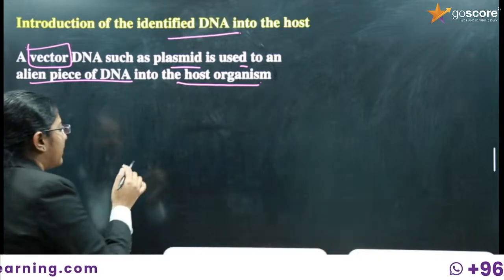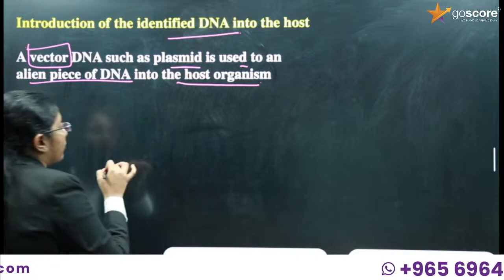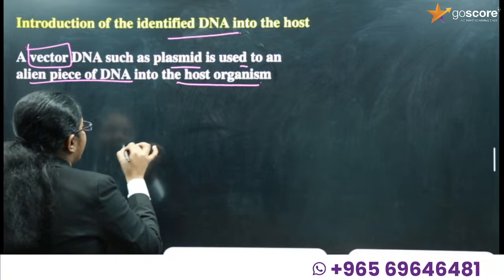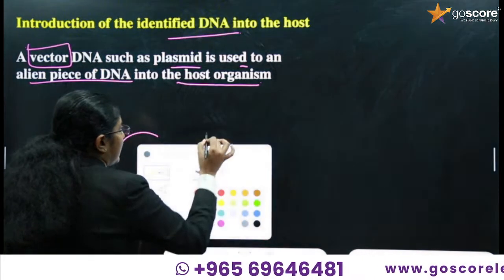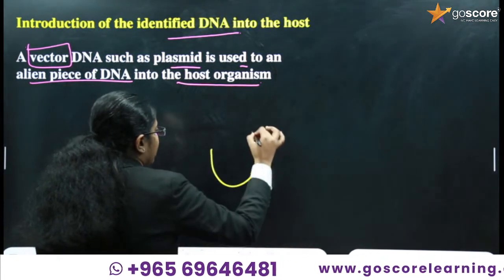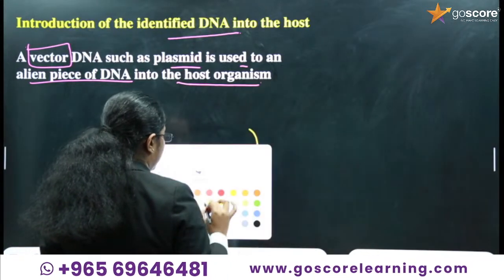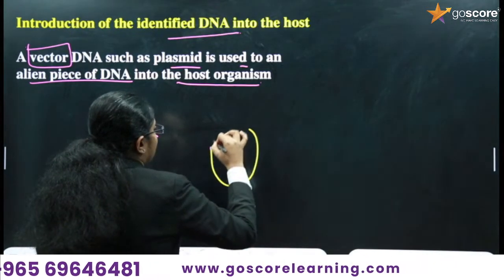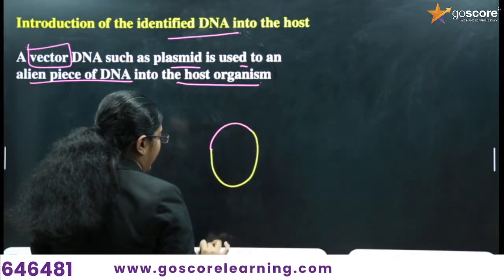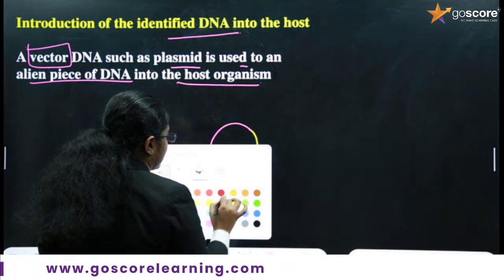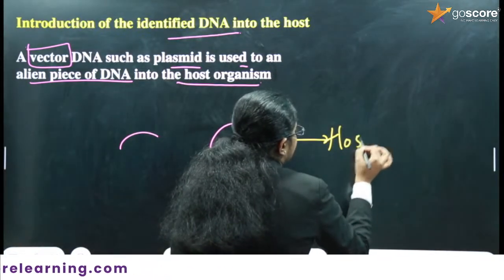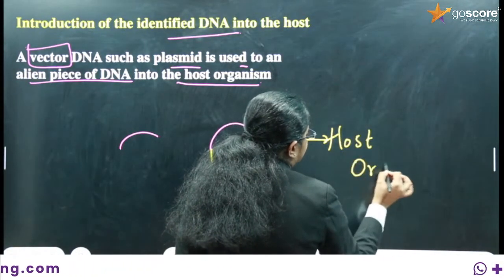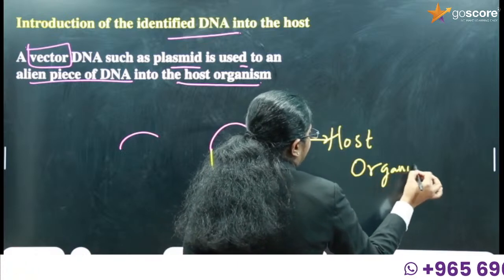Usually vectors are plasmids or bacteriophages. So if this is the desired gene, it is integrated into a plasmid or vector. Then later, this vector or plasmid is given to the host organism, let's say any plants or any animals.